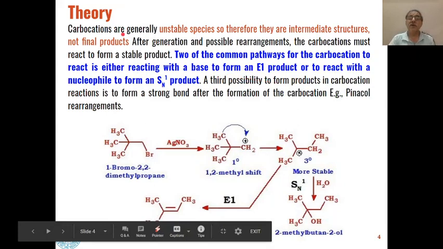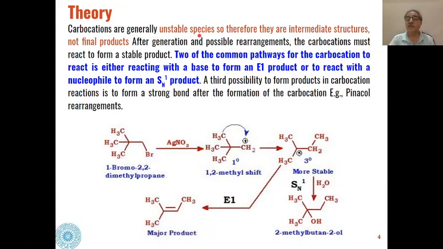Then, as we know, carbocations are generally unstable species, and therefore they are intermediate structures. Because of their unstable nature, they need to be converted into products in a very short span of time. Then they react with some other species to form a stable product.